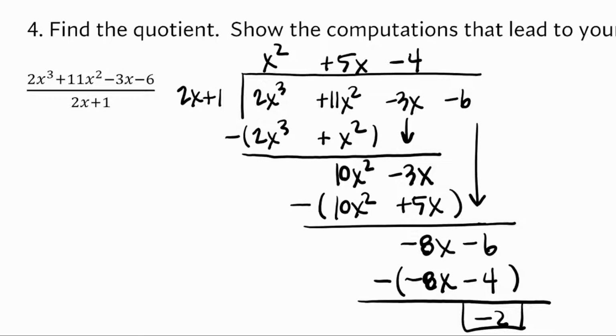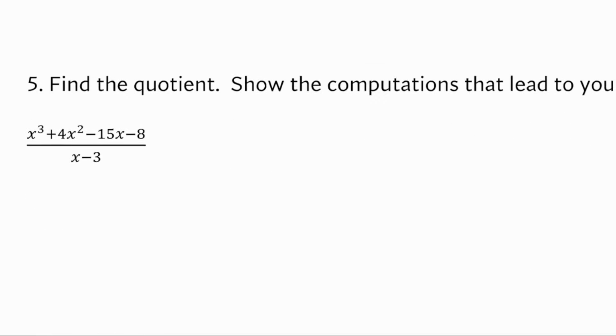Okay, and so maybe I'll go over here and write out my quotient. It's going to be x squared plus 5x minus 4 plus the remainder, which is negative 2 over 2x plus 1. And you could write it as plus and then put the minus sign in the numerator, but you need to have the minus sign somewhere. And that's number 4. That was kind of a lot.